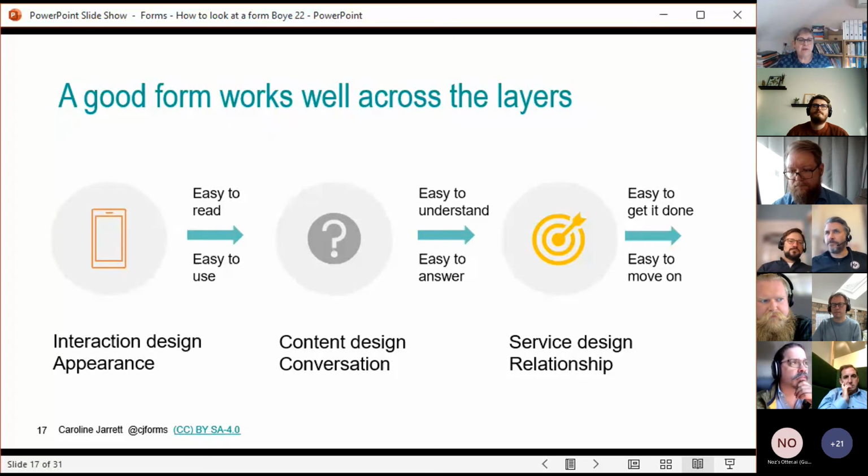What are they trying to do? How important is it in their lives? Are we putting up any barriers to people who might have access needs, for example, in getting it done? So they come in all of those things.